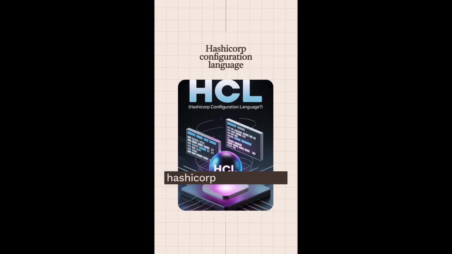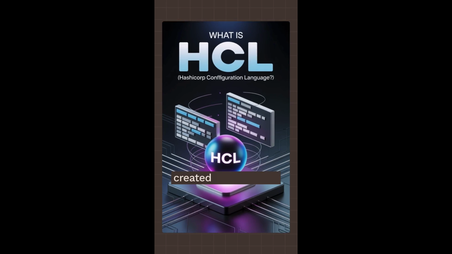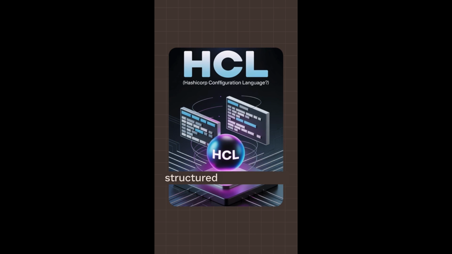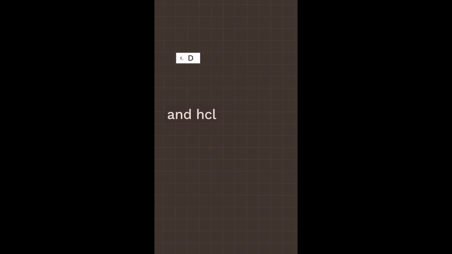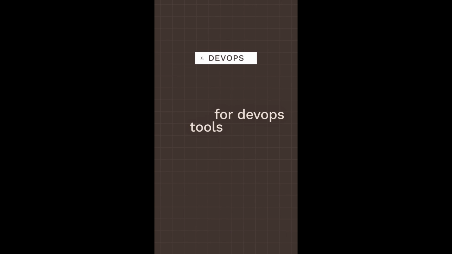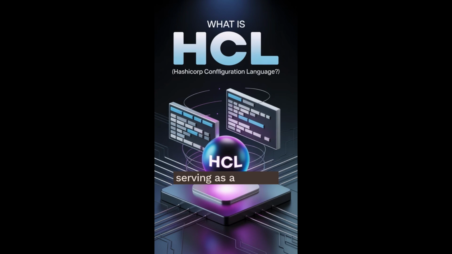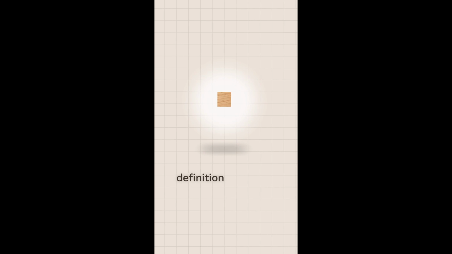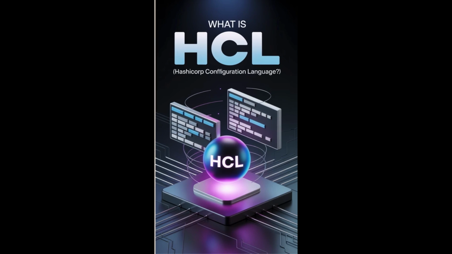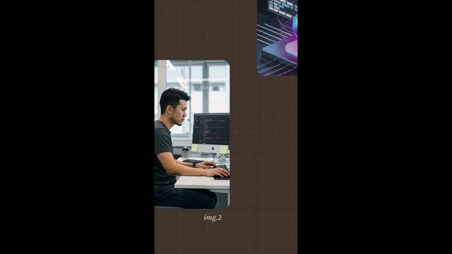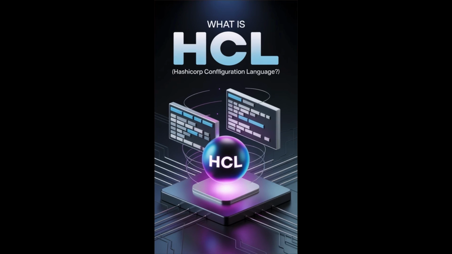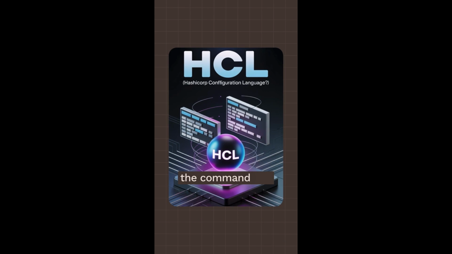HashiCorp Configuration Language is a toolkit and domain-specific language created by HashiCorp for defining structured configuration files that are both human-readable and machine-friendly. HCL is designed specifically for DevOps tools and infrastructure management, serving as a primary configuration language for HashiCorp products like Terraform, Vault, Packer, and Nomad. The official definition describes it as a toolkit for creating structured configuration languages that are both readable for humans and machine friendly for use with command line tools.